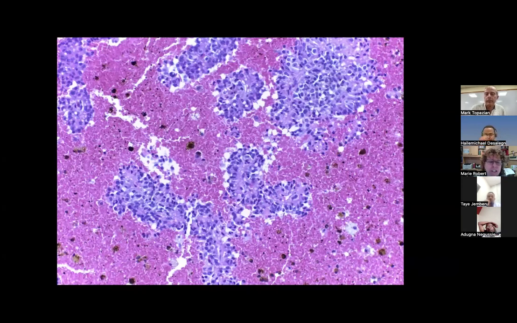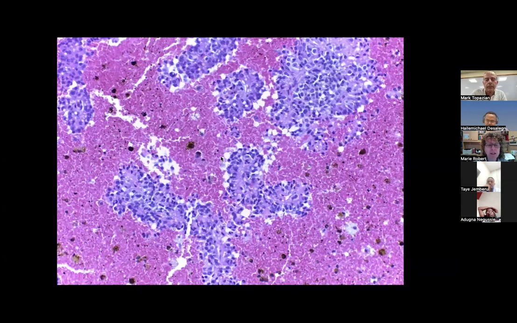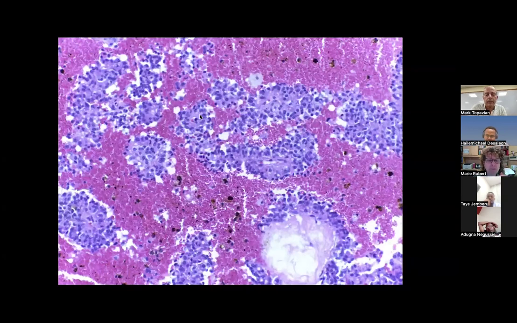You can see here, sort of in the middle, but a little bit high, right there, there's a rounded structure of cells with maybe a little vessel. There's a little red blood cell, a little tiny space in the center of it. So we would call this sort of a rosetting structure.